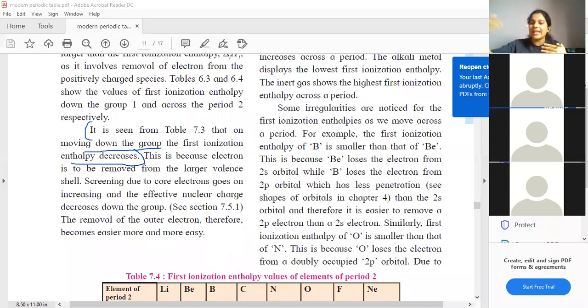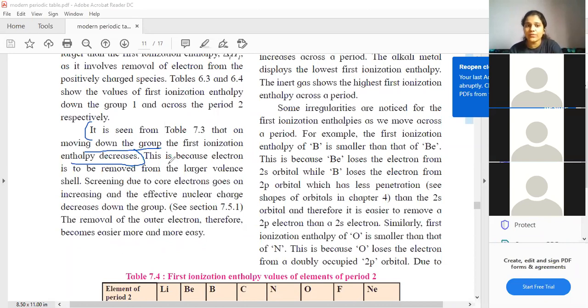Down the group, shells are increasing, valence electron is going more and more far away from the nucleus, shielding effect is increasing. So in short, what is happening down the group? Effective nuclear charge is decreasing. Effective nuclear charge decrease हो रहा है, मतलब nucleus का pull on outermost electron is less. If the pull is less, removing that outermost electron is easy. That is the reason down the group ionization enthalpy is decreasing. Because इलेक्ट्रॉन निकालना ज्यादा इजी हो रहा है डाउन द ग्रुप, ज्यादा मेहनत नहीं लग रहा है, इसीलिए वैल्यू कम होते जा रहा है. समझ में आ रहा है?